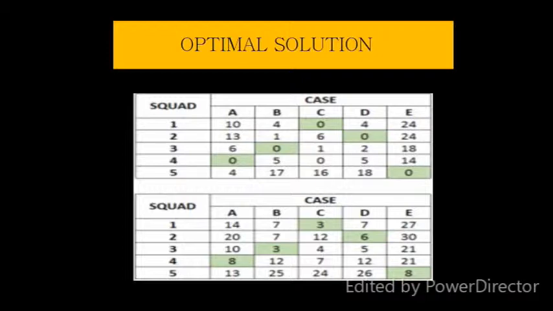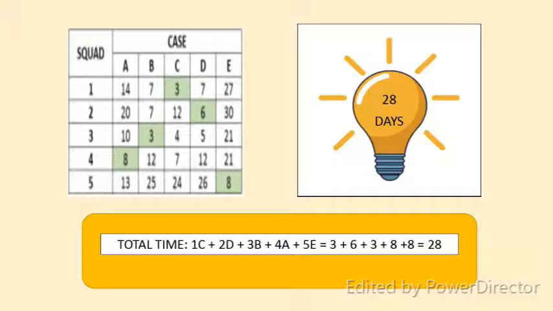So in order to get the total time, we will now replace the zero values with their original values from the first table. So as we can see from the table, 1C yields 3, 2D is equal to 6, 3B is equal to 3, 4A is equal to 8, and 5E is equal to 8. Since there are no other possible solutions to this problem, by adding everything, we get that the optimal solution is 28 days.